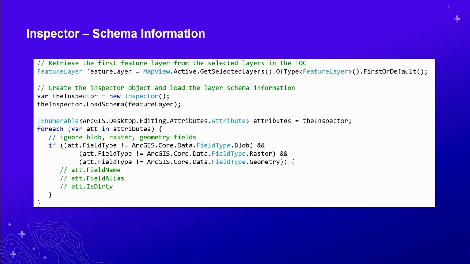You can get the schema from the inspector. If you don't want to actually load any attributes, you just want to get information about the attributes themselves, you just say load schema, and then once you've got the attribute collection through the inspector, you can just look at the individual properties of those attributes. So if it's read-only, what the alias is, has it been edited, and so on. So that's a handy way to get at information of the attribute itself.